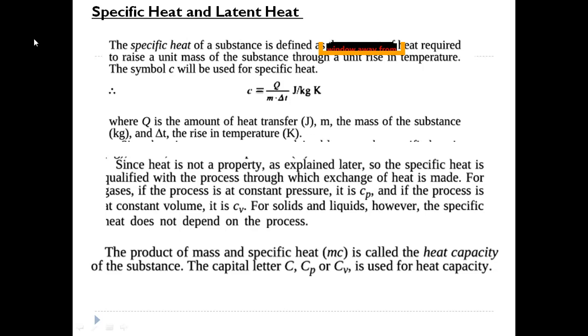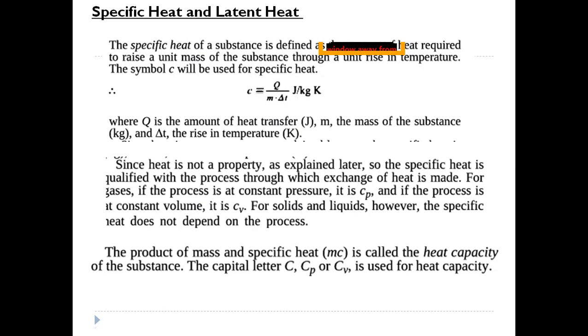So the specific heat of a substance is defined as the amount of heat that is required to raise the unit mass of the substance through unit rise in temperature. The specific heat is denoted with a symbol small c. Here Q means the amount of heat transfer in joules, M is the mass of the substance, and delta T is the temperature rise.